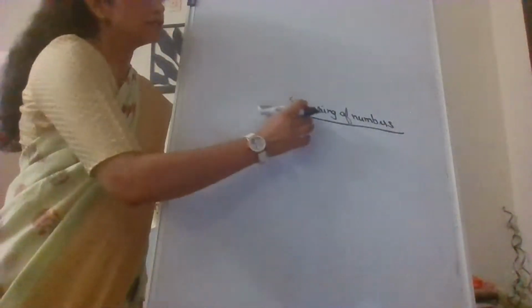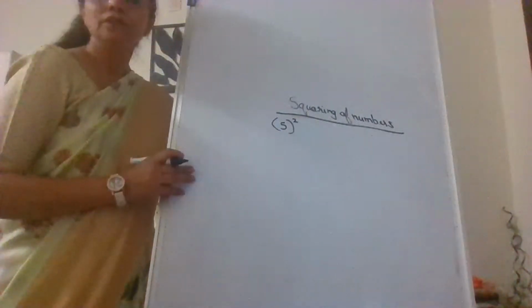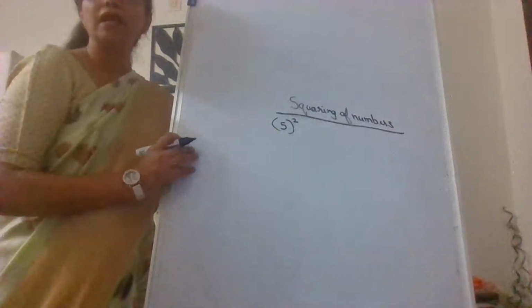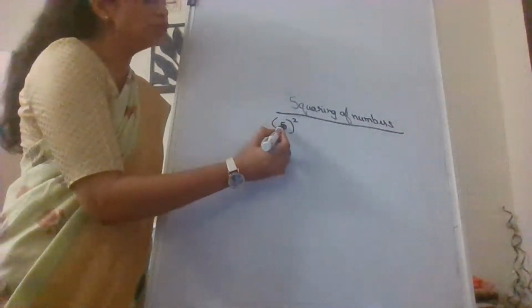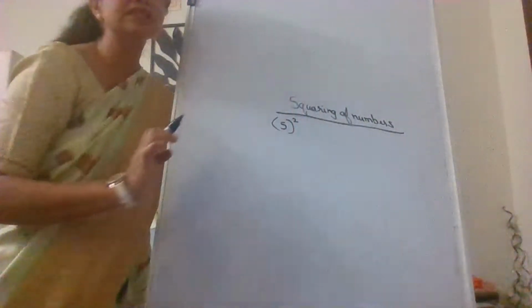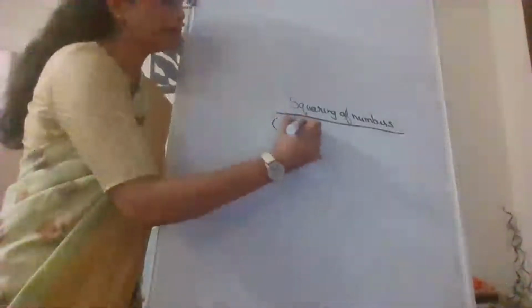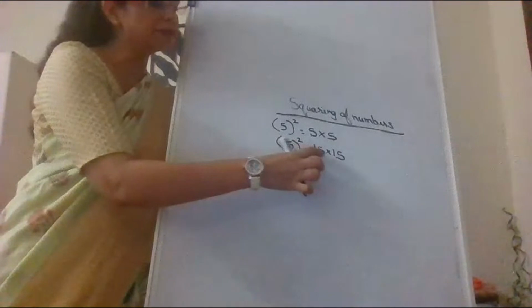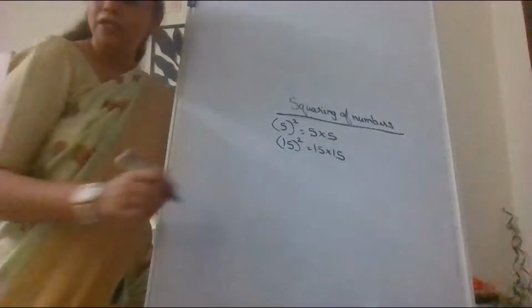Okay? So if the question is 5 square, you know what this denotes? This is a square. And what does square mean? Children generally do 5 times 2 and write down the answer as 10. But that's wrong. Square means you have to multiply the number by itself. Okay? Now, how to square such numbers?